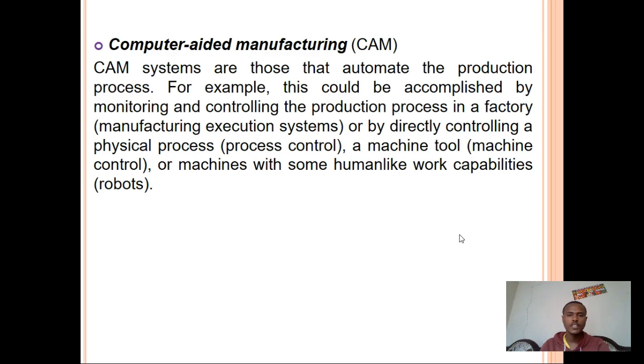Computer-aided manufacturing. Computer-aided manufacturing systems are those that automate the production process. For example, this could be accomplished by monitoring and controlling the production process in a factory, or by directly controlling a physical process, a machine tool, or a machine with some human-like work capabilities such as robots.